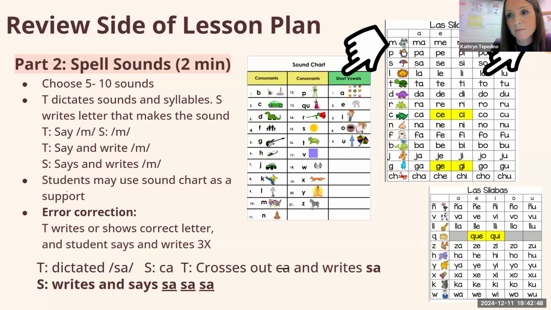Eventually, we want to be able to take these away, but at first, if the student needs them, we let them use them. If they make an error, we just cross out what they wrote and we have them say and write it 3 times. And we want to either write it correctly for them to see, or we can point it out on their chart and they're going to say and write it 3 times. The saying and the writing is part of multisensory instruction that students need in order to be successful. So the saying is the pronunciation part, the writing it is the kinesthetic.